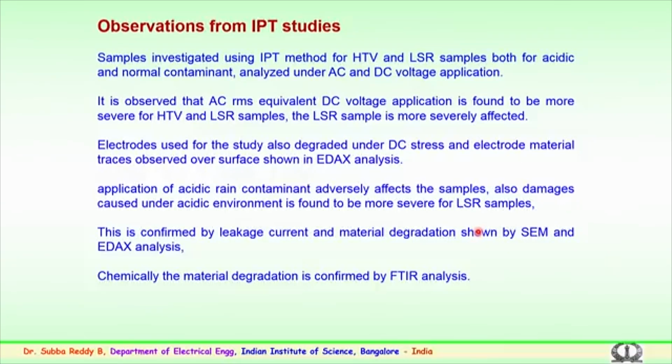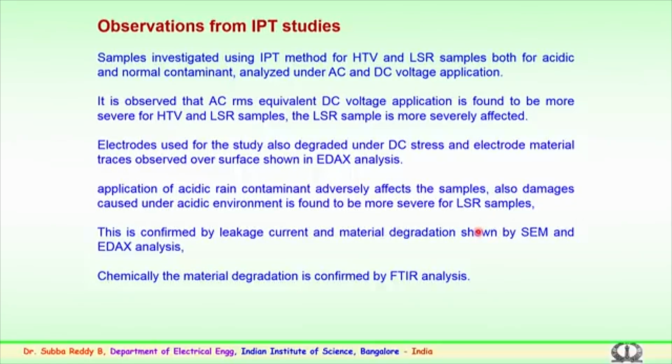Observations from the inclined plane testing as per the laboratory studies, both for AC and DC, have given us some important results. The investigated samples, high temperature vulcanized rubber and liquid silicone rubber, for both acidic and normal contaminants, show that, using for DC the AC RMS equivalent voltage, the effect was found to be severe particularly for HTV and also for LSR samples, where we have seen that LSR samples are more severely affected in comparison to the high temperature vulcanized rubber.